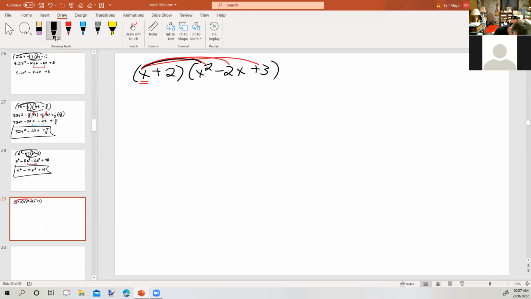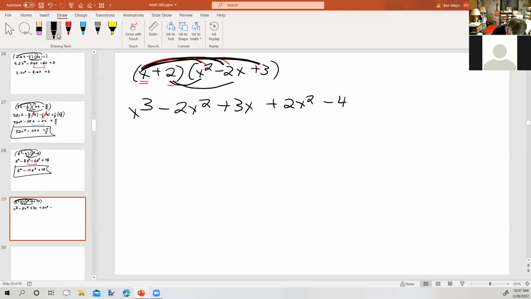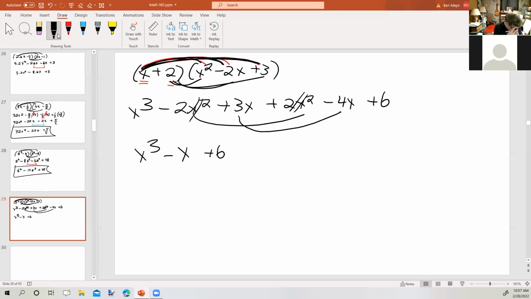This times this would be x cubed. This times this would be minus 2x squared. And this times this would be plus 3x. Then I'm going to move to the next term on the left. 2 times x squared is plus 2x squared. 2 times minus 2x is minus 4x. And plus 2 times plus 3 is plus 6. Combining like terms, those are going to cancel. So I'm going to get x cubed minus x plus 6. And there's my final answer.